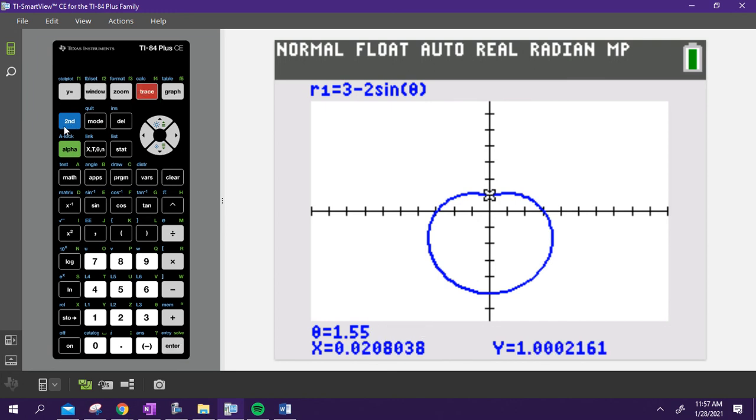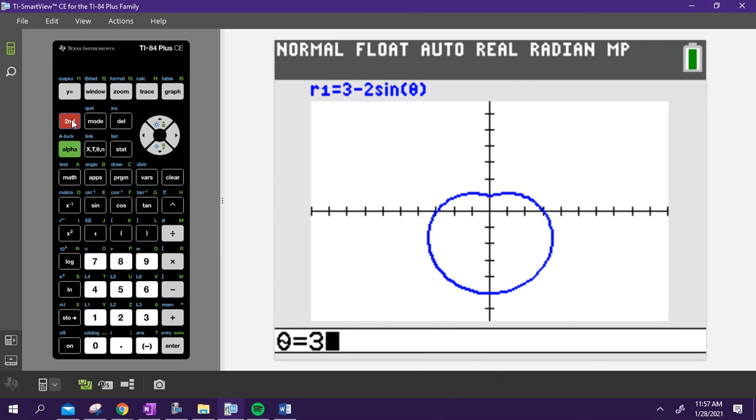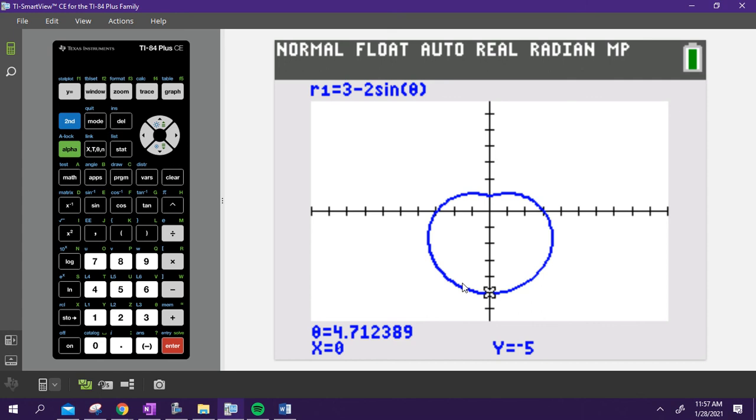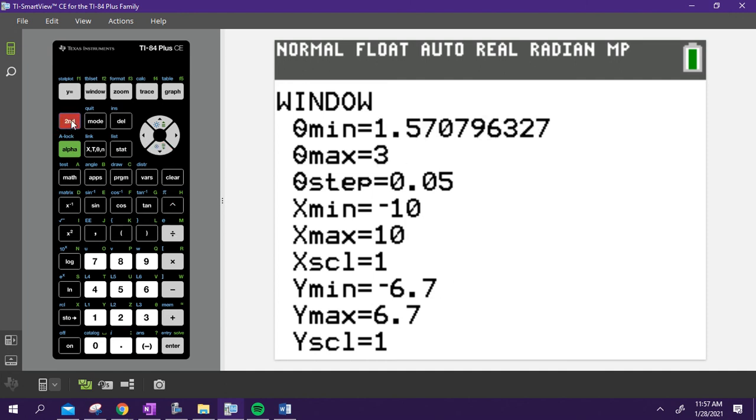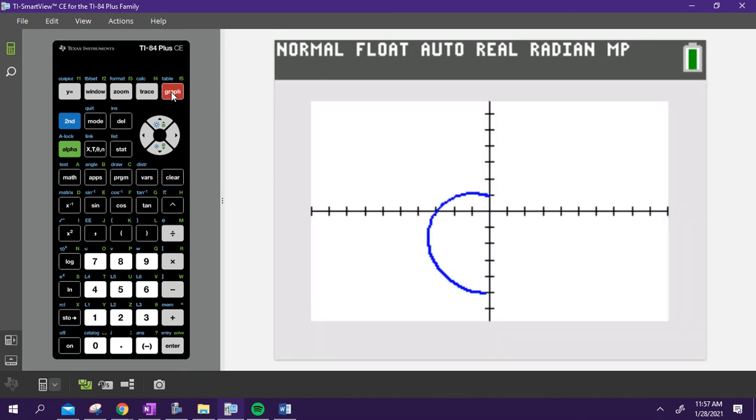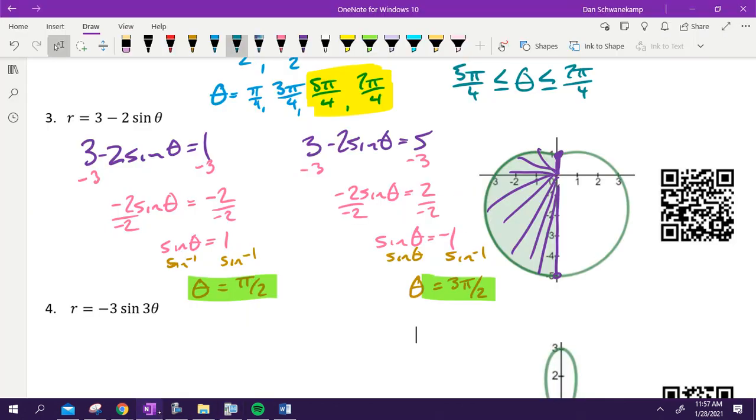And then I could go trace, and then 3 pi over 2, trace 3 pi over 2. If I hit enter, oh, yep, that's the bottom. Those both make sense to us. Okay, they're in the right spot. If you want to then check it, window, pi over 2 to 3 pi over 2. Graph, boom, that's the portion we want. That's my answer. We're going from pi over 2 to 3 pi over 2.